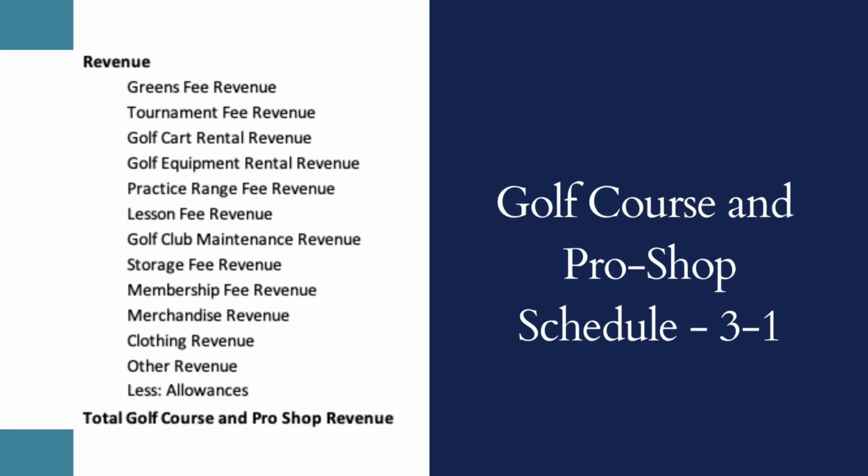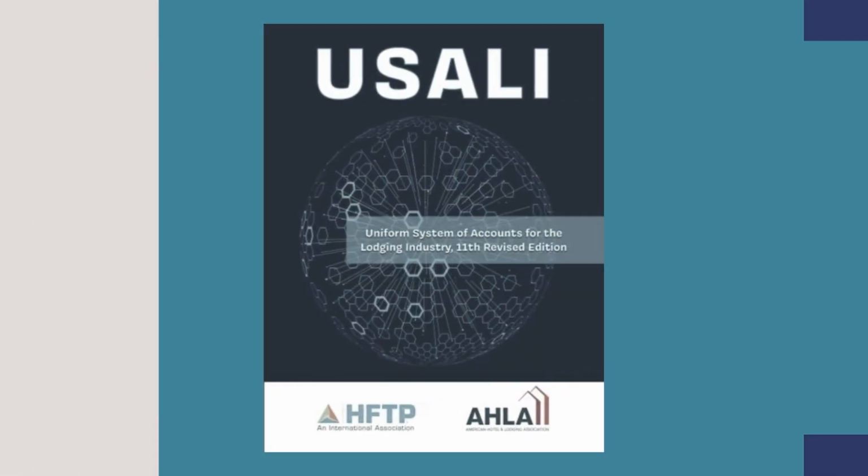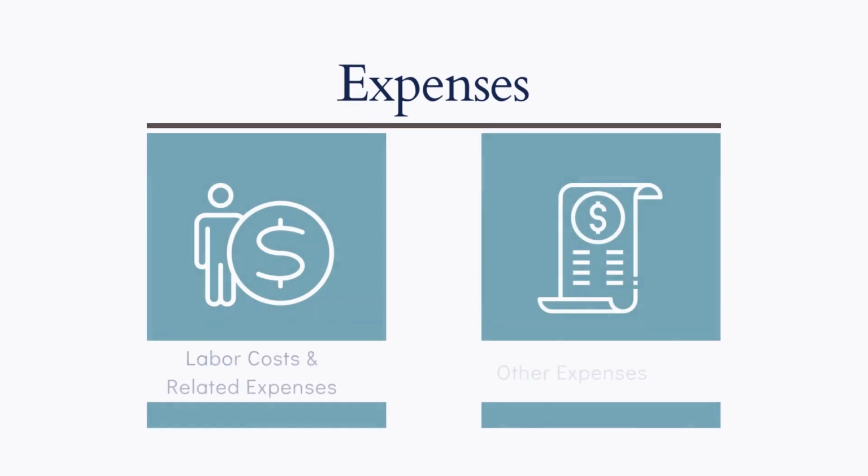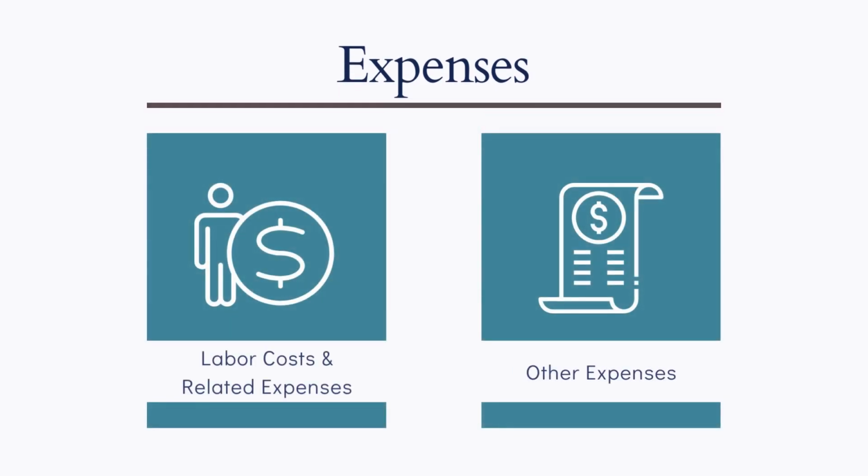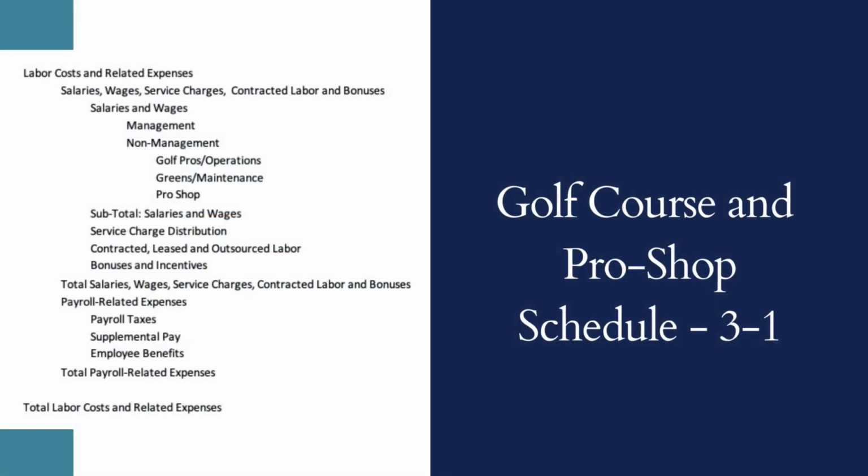For a thorough grasp of each revenue item, having the printed or electronic version of the USALI is strongly recommended. This resource meticulously expands on each item. Shifting our focus to expenses, the golf course and pro shop department's financial outlays mirror the dual category structure found in other departments, labor and other expenses. Within the labor category, specific line items unique to this department come into play. This might involve roles like golf pros and greens maintenance staff, tailored to the distinctive needs of this operational segment.